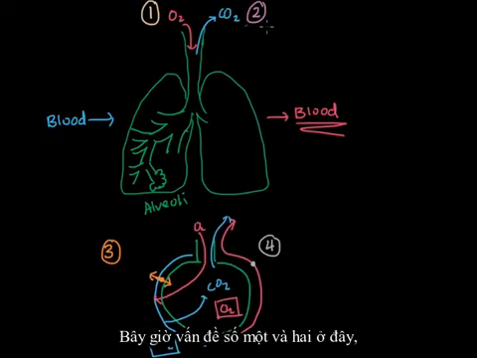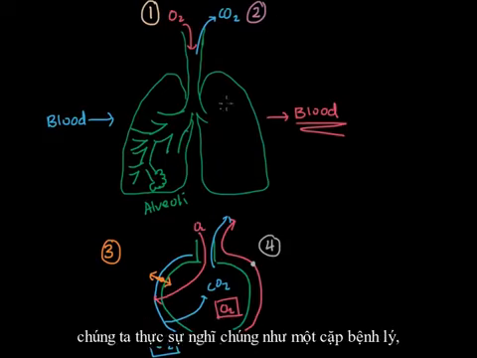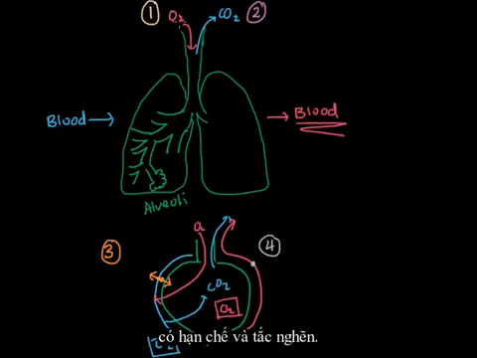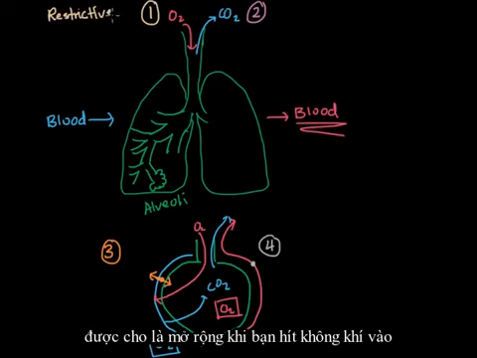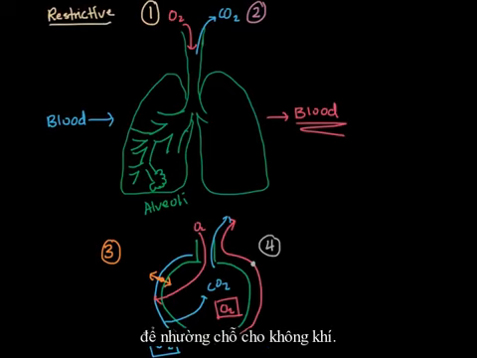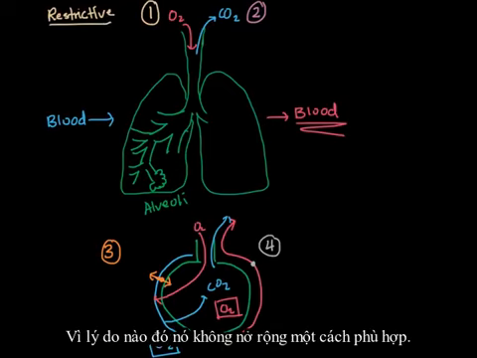Now, problems number 1 and 2 here, we actually think of them as a pair of diseases. There's restrictive and obstructive. Let's start with restrictive. And this just describes the fact that the lungs, which are supposed to expand when you take air in to make room for the air, for some reason it's not expanding properly.